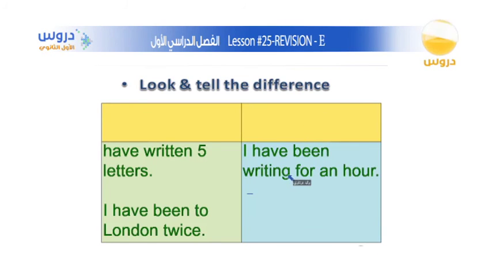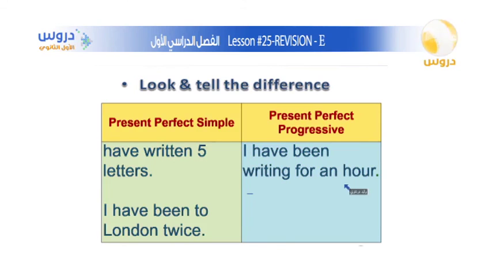Alright, what about this box here, the second box? I have been writing for an hour. What's that? Is it the present perfect? How long the verb has taken to complete? That means you are concentrating on time, on the length. Present perfect progressive. Excellent. Perfect. Absolutely correct, Miss Yasmin. Thank you.